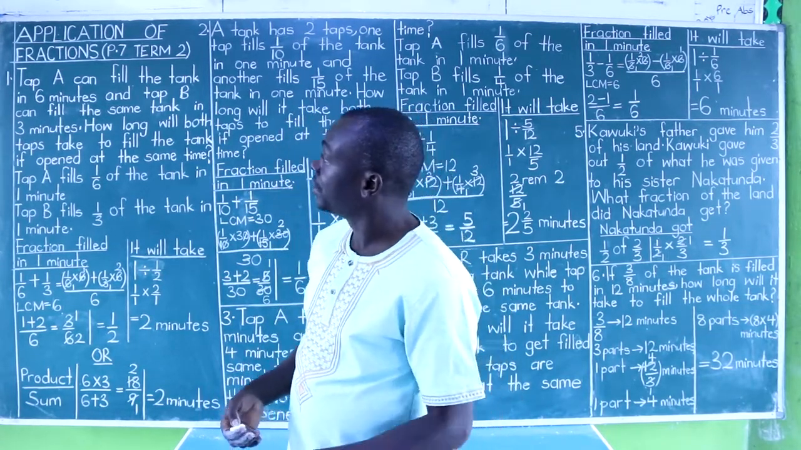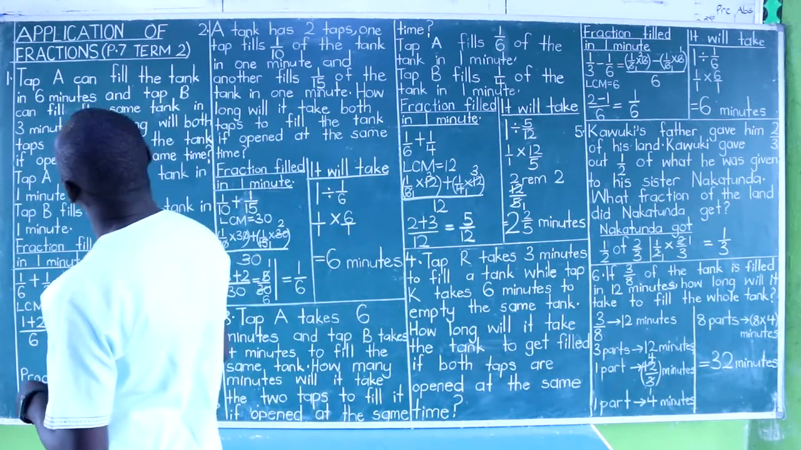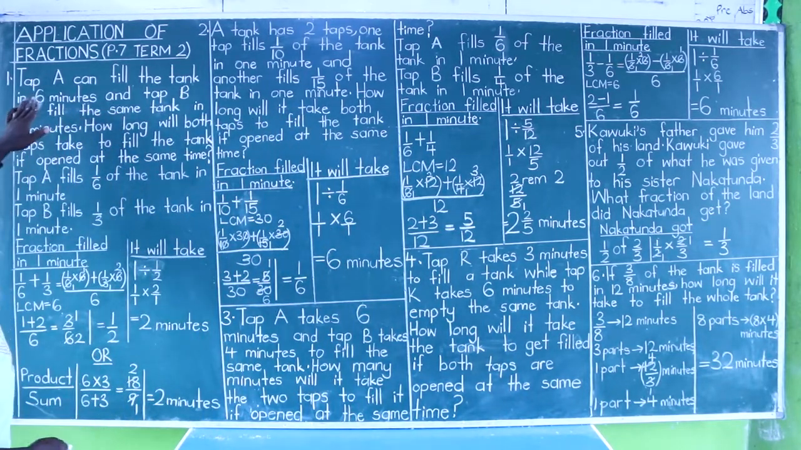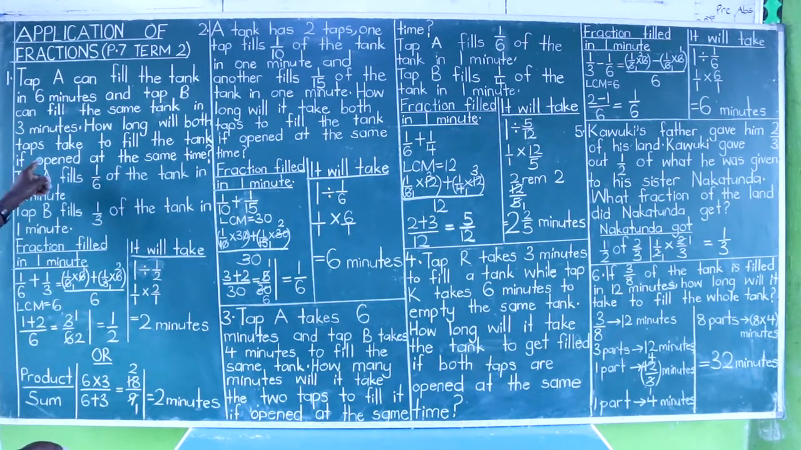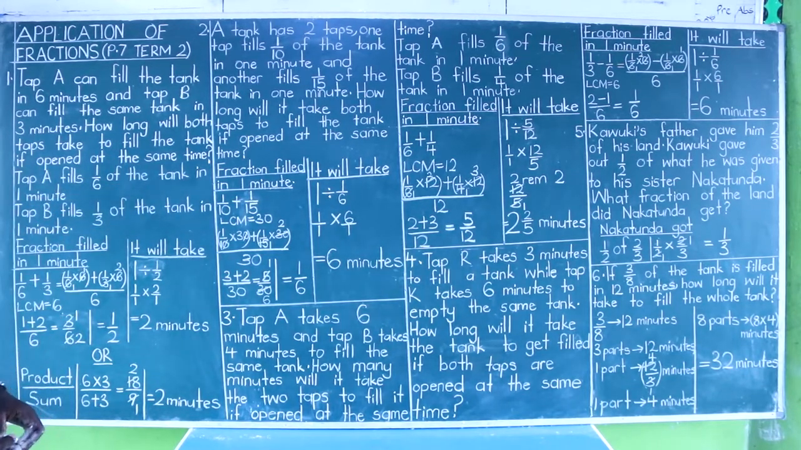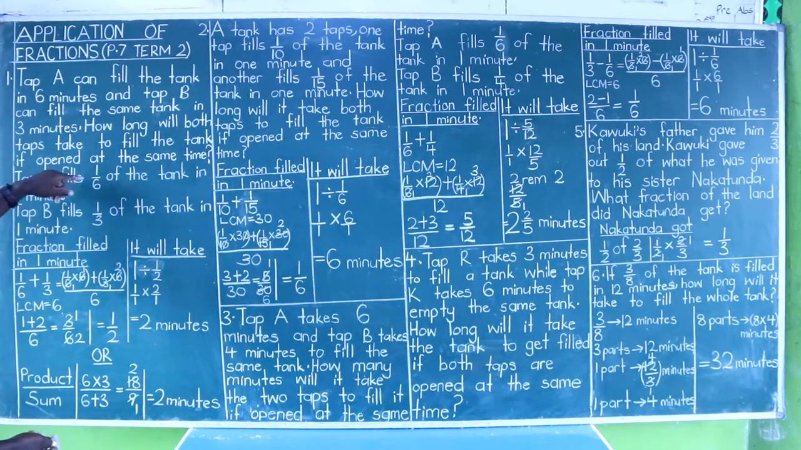So example number 1 reads, tap A can fill the tank in 6 minutes and tap B can fill the same tank in 3 minutes. How long will both taps take to fill the same tank if opened at the same time? To read this again, tap A can fill the tank in 6 minutes and tap B does it in 3 minutes. How long will both taps take to do the needful provided they are turned on at the same time?